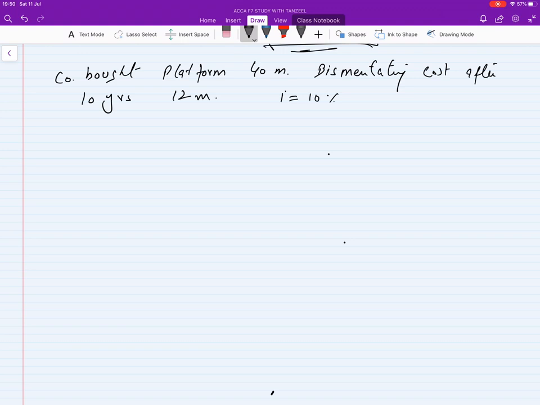Okay, the question is, a company bought a platform for 40 million, and you will have this project for 10 years. After 10 years you need to dismantle it, so the dismantling cost after 10 years will be 12 million, and the discount rate is 10%. So we will say here, let's do this, year 1 after 10 years.